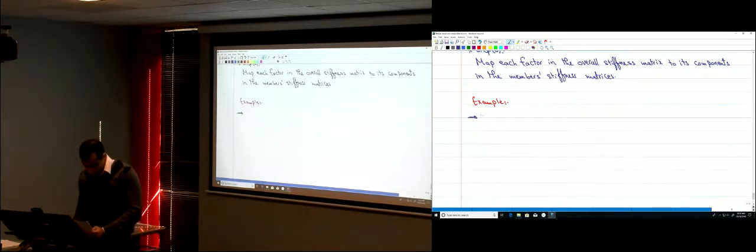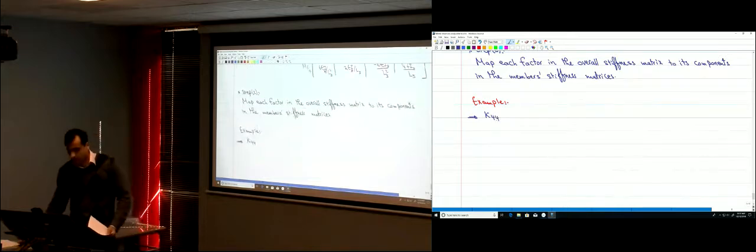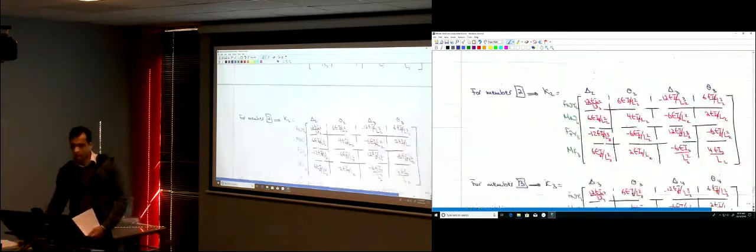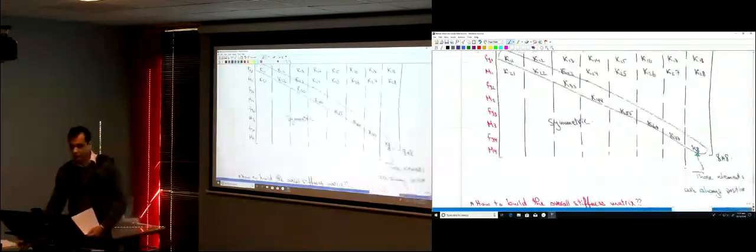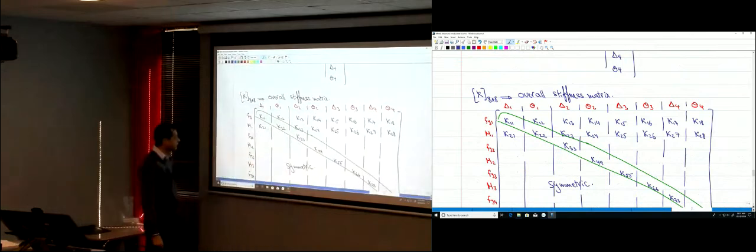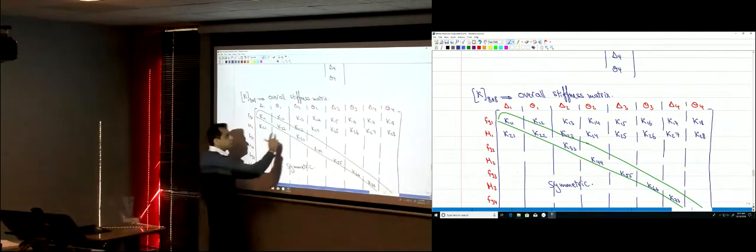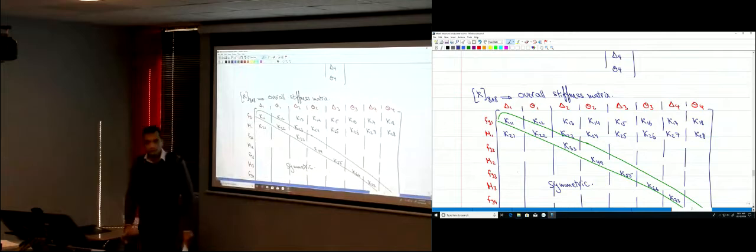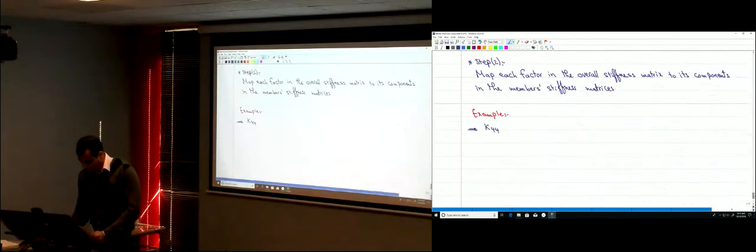So for example, K44. In the overall stiffness matrix, where's K44? This is K44. What does this relate? It relates M2 to theta 2, right? So K44 relates M2 to theta 2.